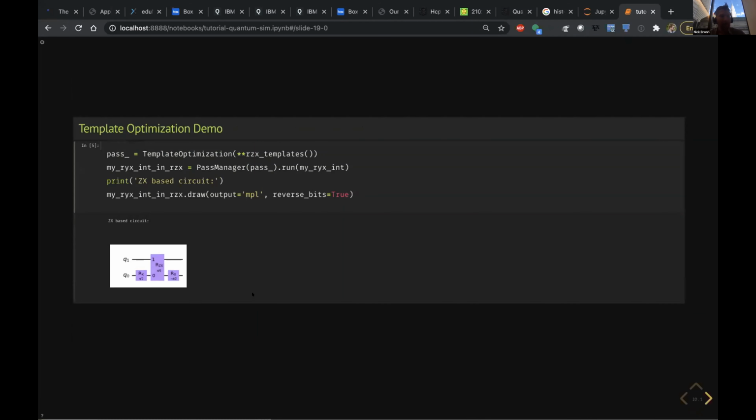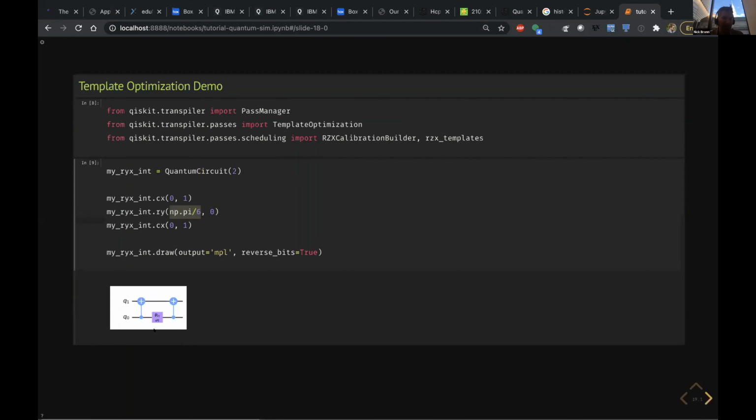Okay. So then what I can do is I can feed my RYX interaction through the template optimization and get a new pass. I haven't executed it on the quantum hardware yet, but I can generate a circuit that is the equivalent RZX interaction. So this is much closer now to something that is executable on the quantum hardware. And it's just this RZX native interaction with a single qubit rotation, one before and one after. And that's an equivalent rotation, but the difference is now the angle is occurring in the 2-qubit interaction instead of on the single qubit interaction.